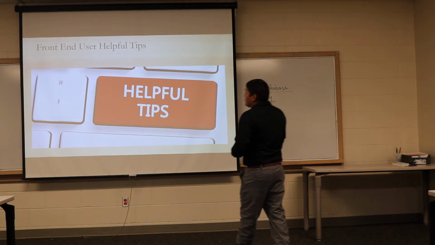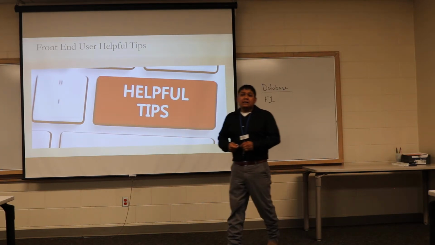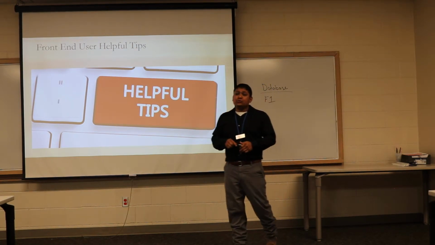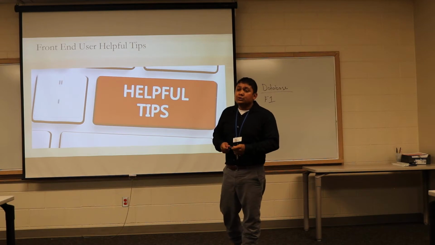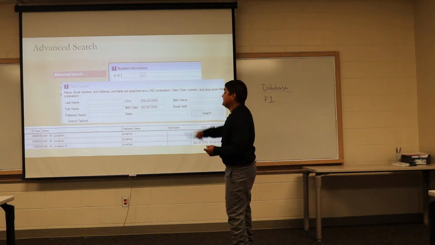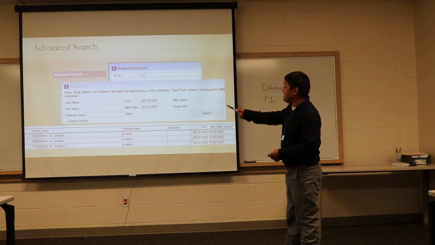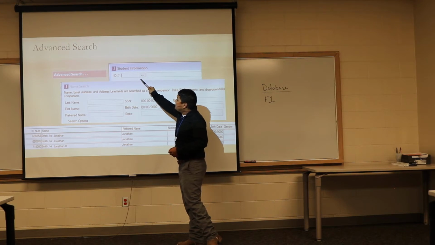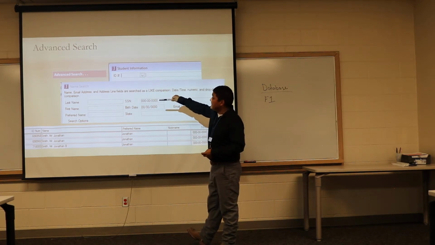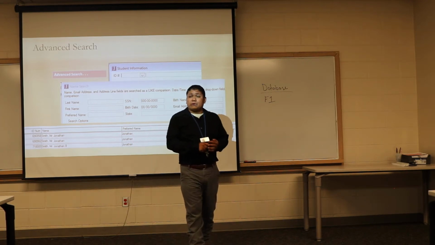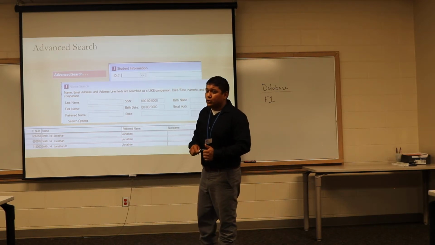I'm going to show you a couple of other helpful tips. These helpful tips will allow you to either do an advanced search or do a filter as. We're going to begin with an advanced search. In our student information screen, if you do a right click, it'll provide you the option of doing an advanced search. You can use an advanced search because sometimes we have duplicate student records, and you want to make sure that you're always working with the correct student's record.